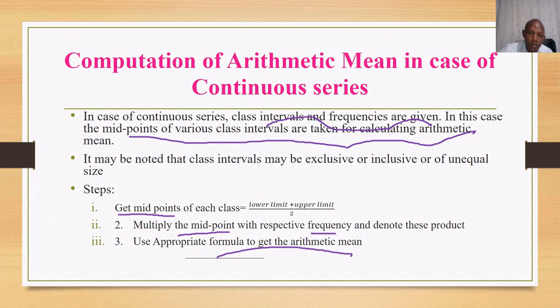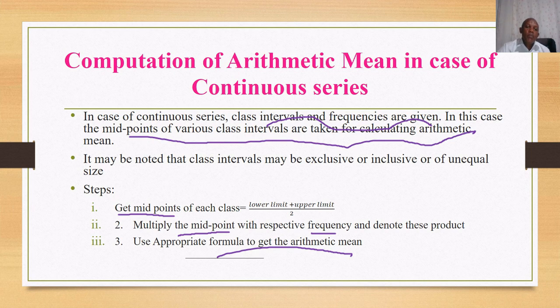Then as I come close to the end of the subject of arithmetic mean, allow me to say that sometimes when you've got continuous data, for example, you have maths students whose mean or median you want to establish, what you need to do is to realize that for continuous data, you need to get the midpoint of those values. So in the case of a continuous series, class intervals and frequencies are given. In this case, we are saying midpoints of the various class intervals are taken.